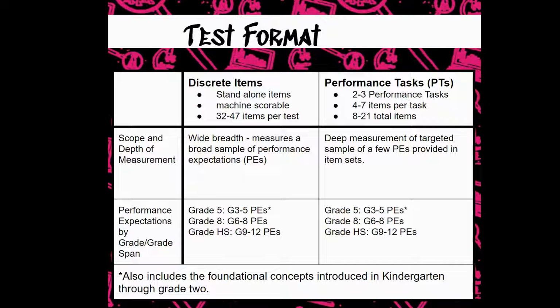So the performance tasks, that's the not discrete items. There are 2 to 3 performance tasks that students will encounter. They are anywhere between 4 and 7 items each. So again, those are questions that are building upon one another. So we have to teach our students how to take information from one question, from the answer that we have for this question, and build on it for the next question. This is where we're getting the depth from. This is where the depth is measured.